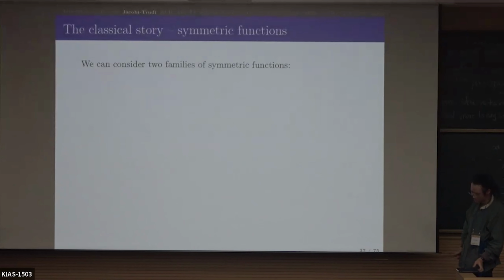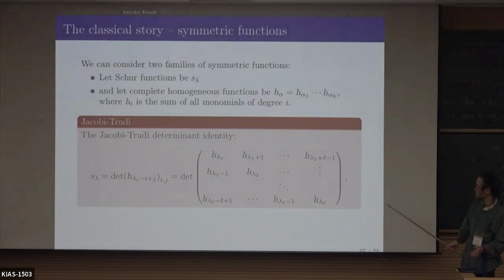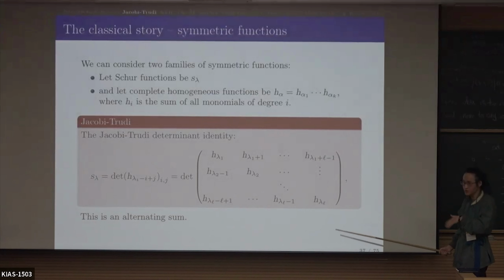So we can consider two families of symmetric functions. On the one hand, we have the Schur functions, the S lambdas. These are kind of complicated to define, so we won't give a definition here, but the definition is classical. We also have the complete homogeneous functions, where h_i is defined as the sum of all monomials of degree i. And we have the celebrated Jacobi-Trudi determinant identity, which tells you that the Schur function can be written as some determinant of some matrix of these complete homogeneous functions. In particular, this is an alternating sum, and so it's a very natural question to ask, can this alternating sum be upgraded into a complex?